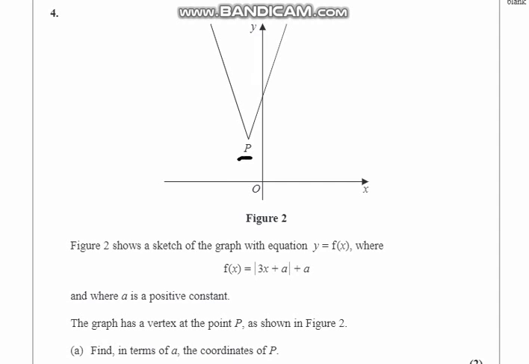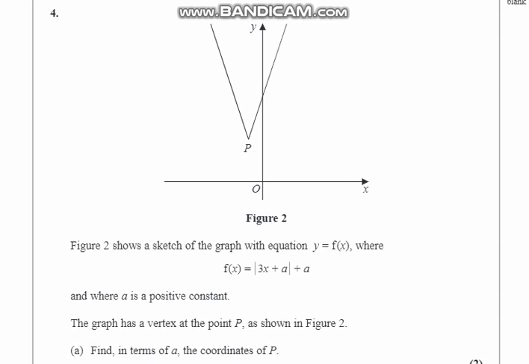So there you go, that's P here, and we have to find the coordinates here, and the only thing that we are given is f of x. So with the help of this function we can find the coordinates of P. That's easy. You can see that it's 2 marks, so 1 mark for the x-axis and 1 for the y-axis.